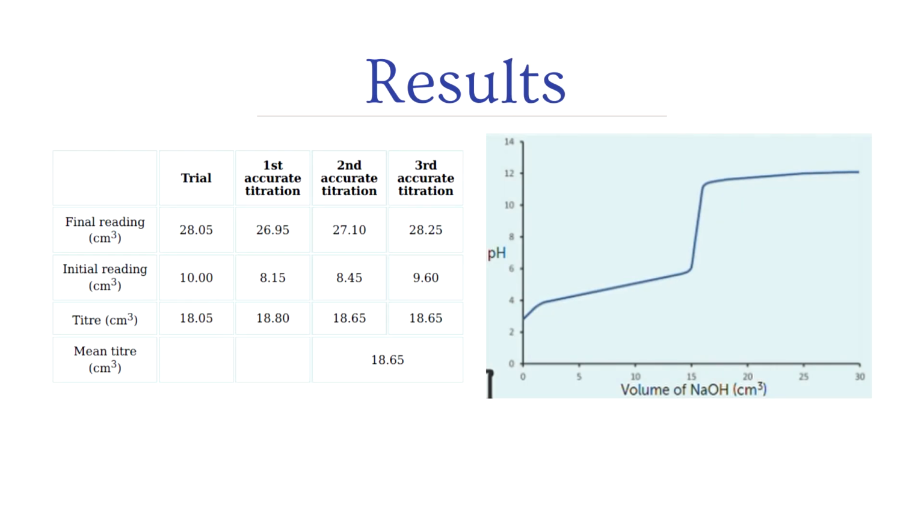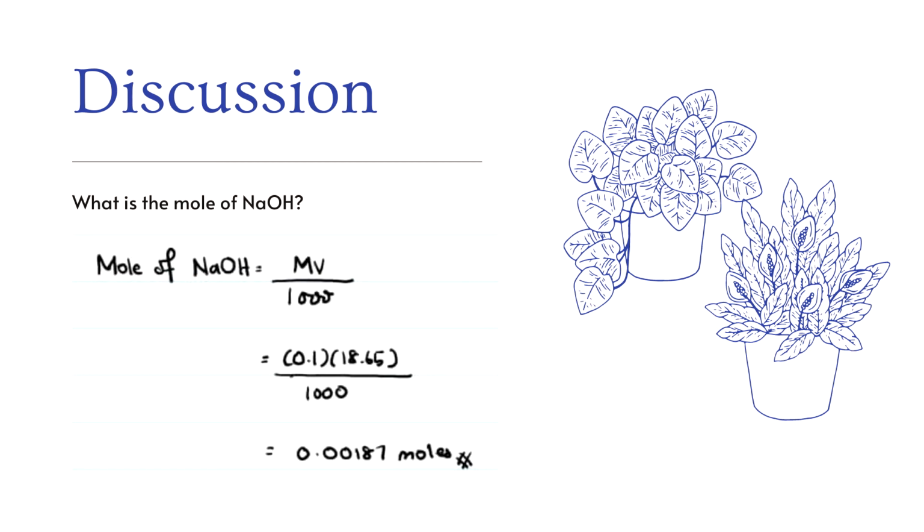The slides shown here are the results from the titration and also the graph of pH against the volume of sodium hydroxide. What we can see from the graph is that the solution reached the equivalence point when 15 cm³ of sodium hydroxide is added. For the discussion part, the concentration of sodium hydroxide that we got from the experiment is 0.1 M, and the mean titre of sodium hydroxide solution is 18.65 cm³, as shown in the previous slide. So, what is the mole of sodium hydroxide?